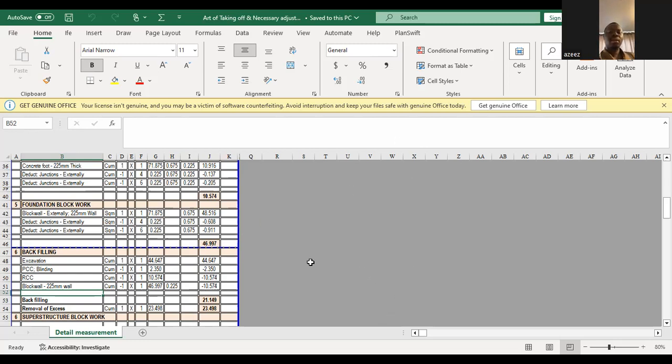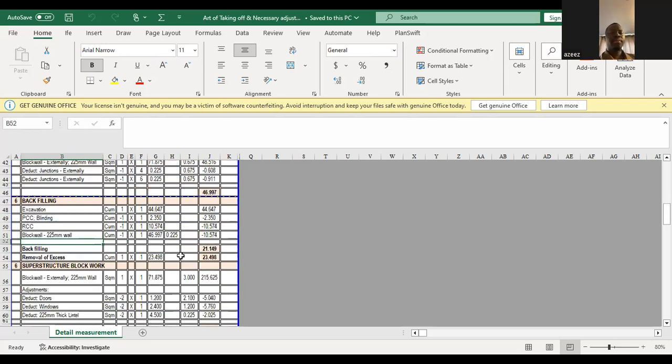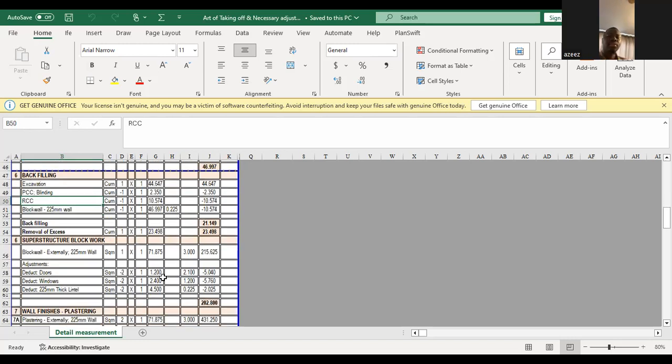Yes. So that is 2 assignments. One is for you to take off up to backfilling quantity. Then the other one, your preliminary, your provisional sum, any one that you are going to use.